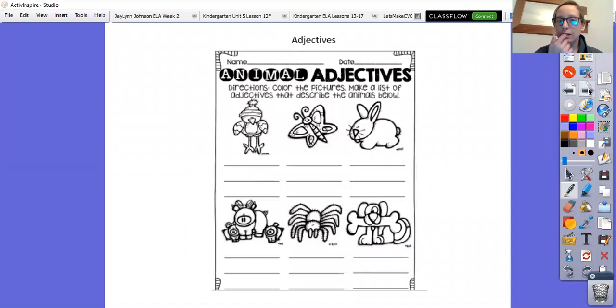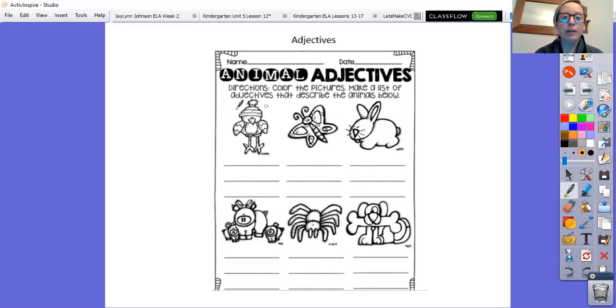So I'm gonna go on to the next slide, and this is actually something that is in your packet. Animal adjectives. Color the pictures and make a list of the adjectives that describe the animals below. Okay, I'm not going to color the pictures for you, but I just want to go through and talk about some of the animals in these pictures and talk about things that maybe we can describe the animals, okay?